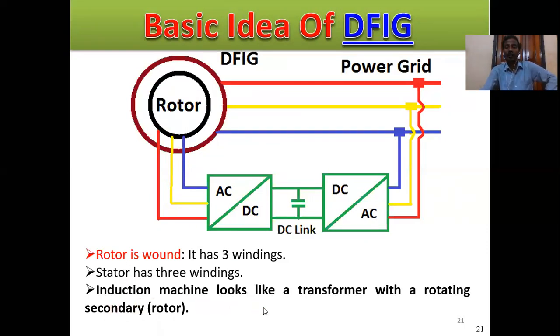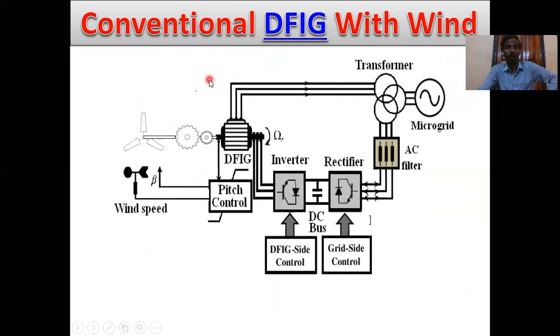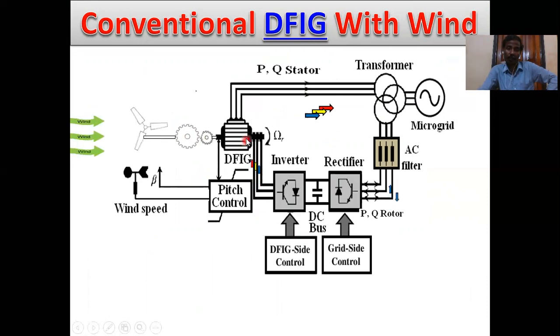Induction machines look like a transformer with a rotating secondary. This is the architecture of the conventional DFIG with wind. In this section, this is the wind part and this is the turbine part, and this section is mainly the gearbox and the wound rotor induction generator, or doubly-fed induction generator, because the stator side is connected to the microgrid and the rotor side is also connected to the microgrid, but through an inverter and rectifier.